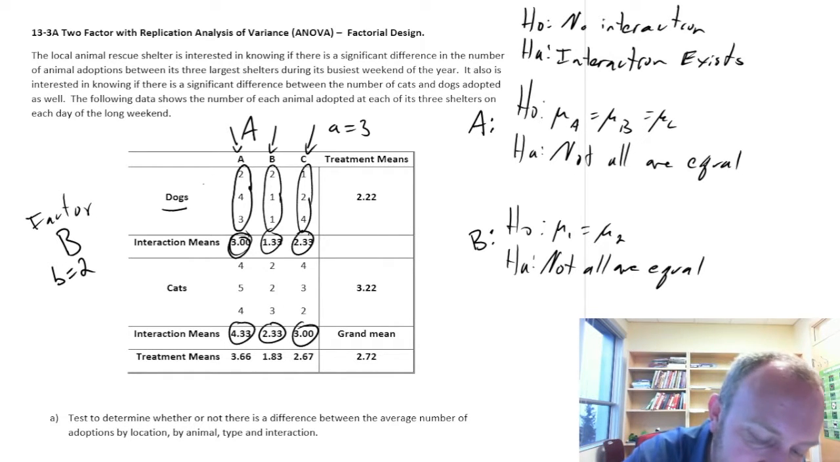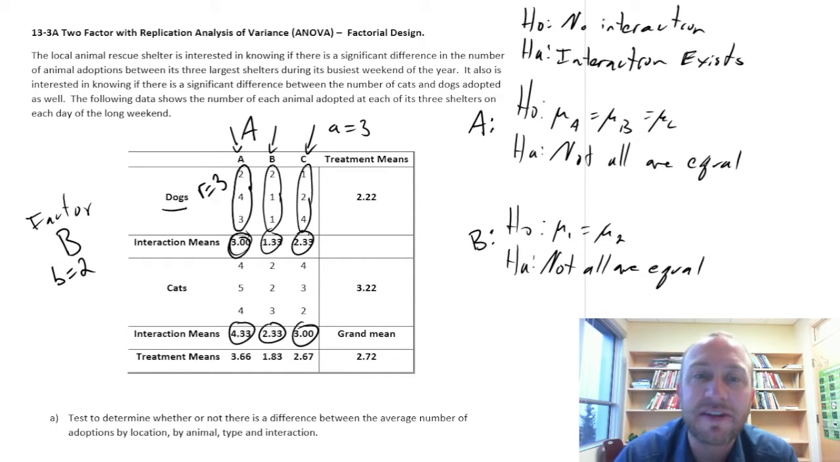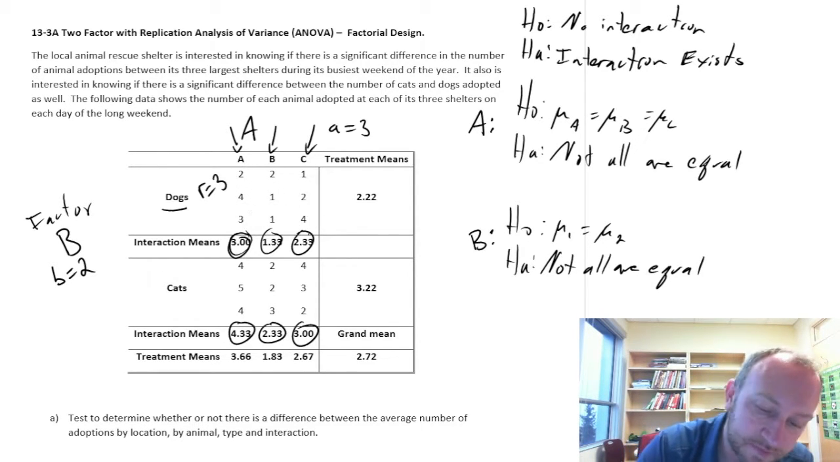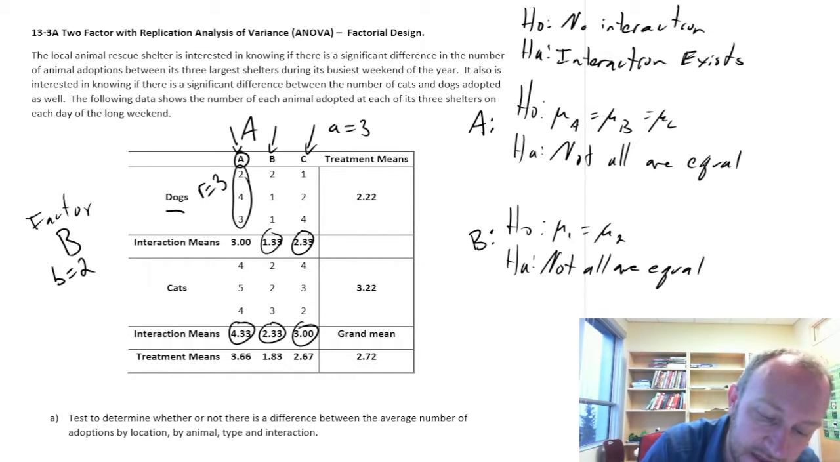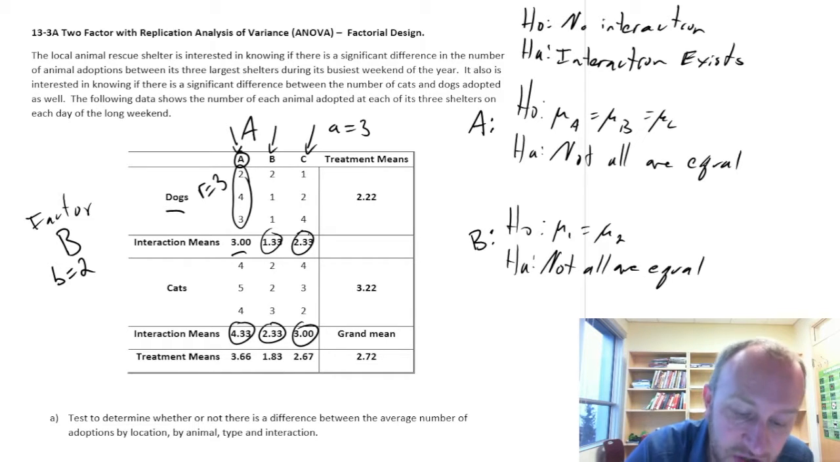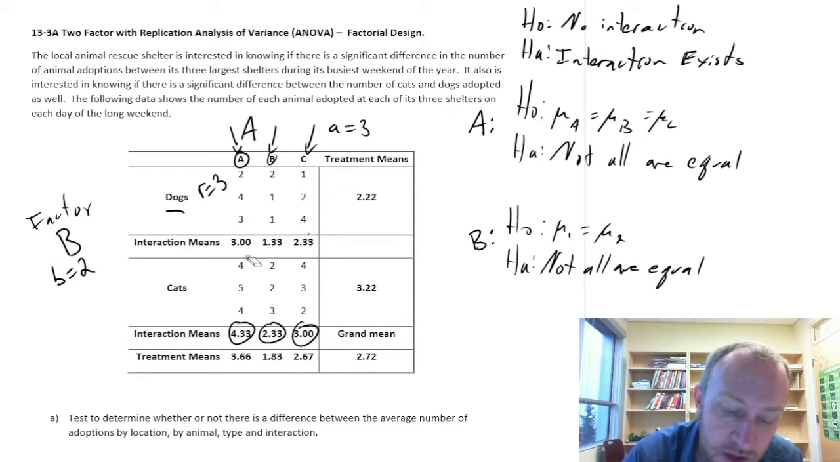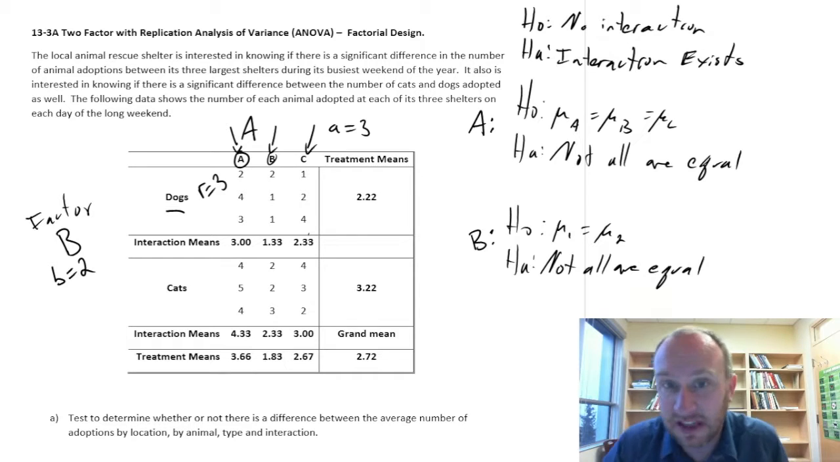And we call these, this is going to be R, which is equal to 3. R represents the number of observations per treatment combination. So for the number of dog adoptions in shelter A, I have 3 observations. The mean of those 3 observations is 3. For the number of dogs in shelter B, I have 3 observations, and the average is 1.3. Okay, so there's a lot of different means going on here.